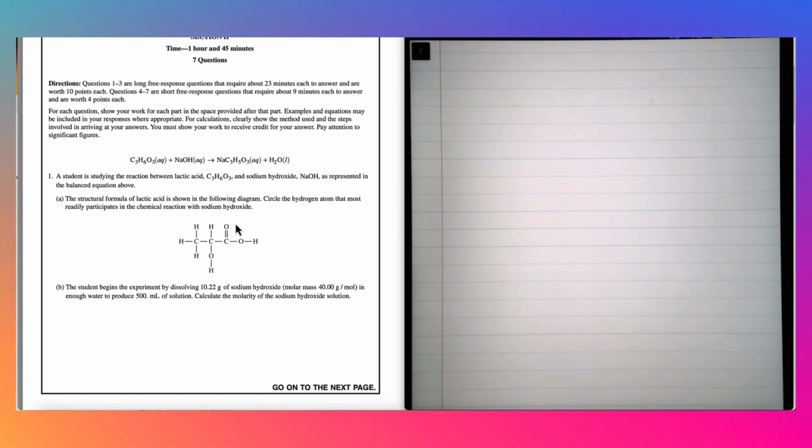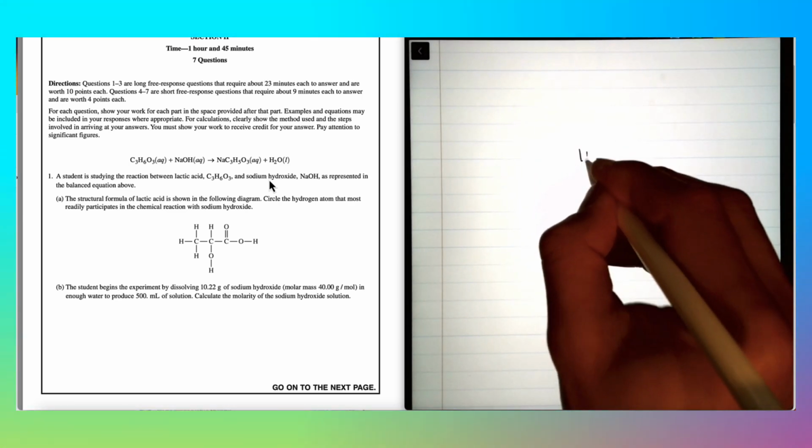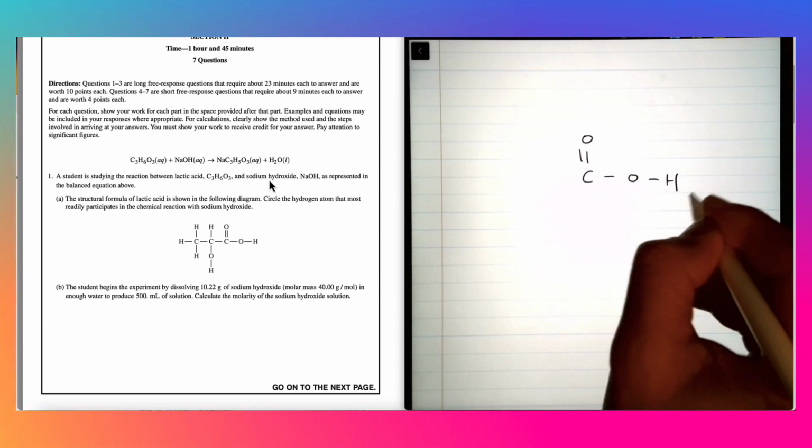But between these two, there's an inductive effect: if you have 2 oxygens, being very electronegative, they will pull the electron away from the hydrogen. So this hydrogen is barely hanging on, because these 2 oxygens are pulling the electrons toward themselves. Again, the electron between O and H is really weak. So you have to answer that the hydrogen on the right most readily participates. Okay, you have to circle this one.